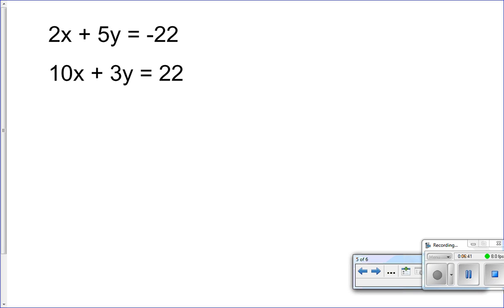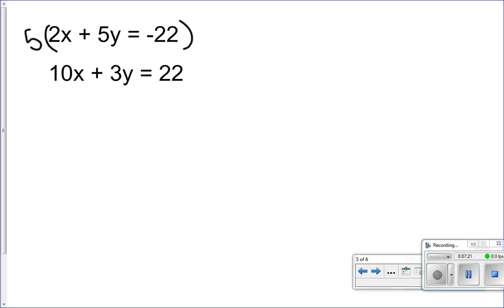I have x and y. Well, off the bat, none of these coefficients will cancel out with each other. So one trick you can do when you're solving systems of equations by elimination is you can multiply an entire equation by a number in order to cancel out a variable. So I notice I've got 3 and 5, and I've got 2 and 10. Well, I know that if I multiply my top equation by 5, 5 times 2 is going to give me 10x. And down here I have 10x.